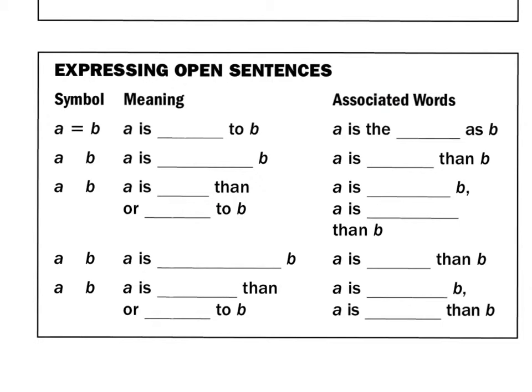Our first box is expressing open sentences. So we're going to be defining what each of these means. I did it up at the top, and we'll be repeating the same information down here. This symbol is the equal sign. A equals B. A is equal to B. Associated words, A is the same as B.